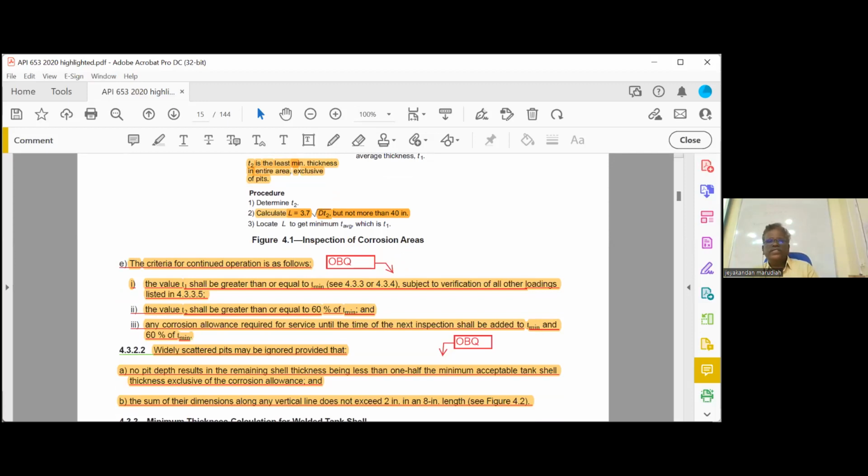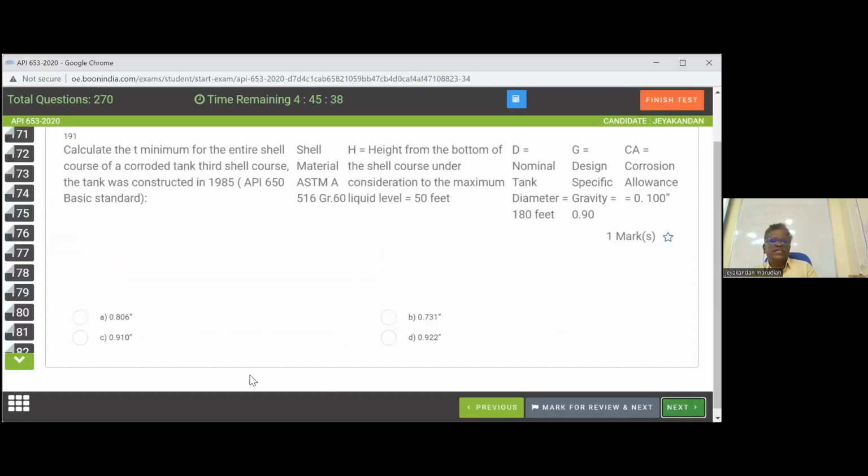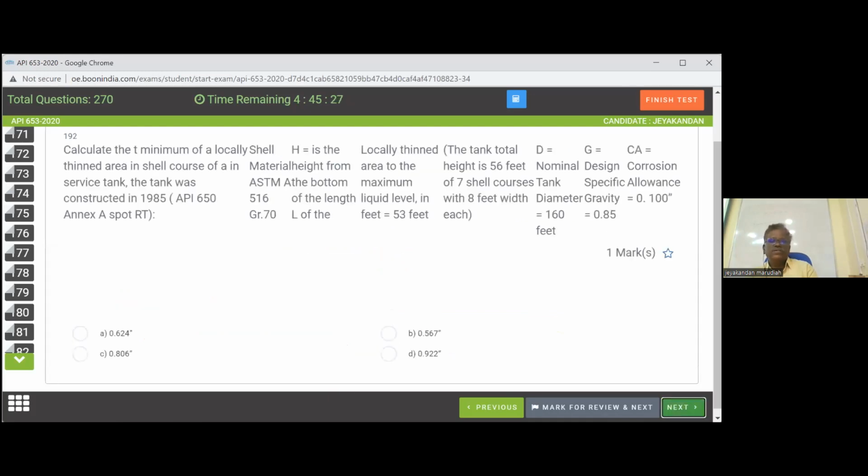Right. Next. So this is the height. I think we calculated yesterday. 1985, 50 feet. We calculated. Leave it. Then this also we calculated.